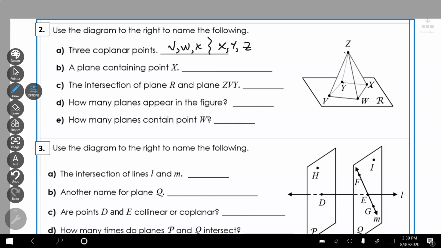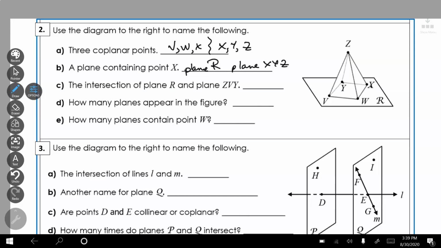X, Y, and Z, they're kind of the back side of that pyramid. So a plane that has point X is right here. So I could call that plane R if I want. But there's many different planes. I could call it plane, again, X, Y, Z, that back side. It goes out forever, but that is a plane.